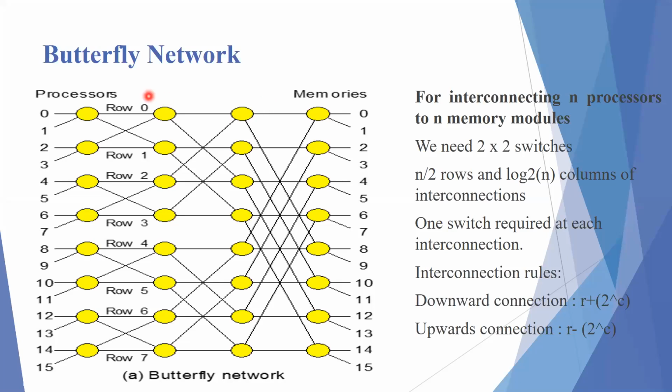All right. So now the first thing that we need here is 2 cross 2 switches. So all the yellow circles that you are seeing, they're all 2 cross 2 switches. What do I mean by a 2 cross 2 switch?